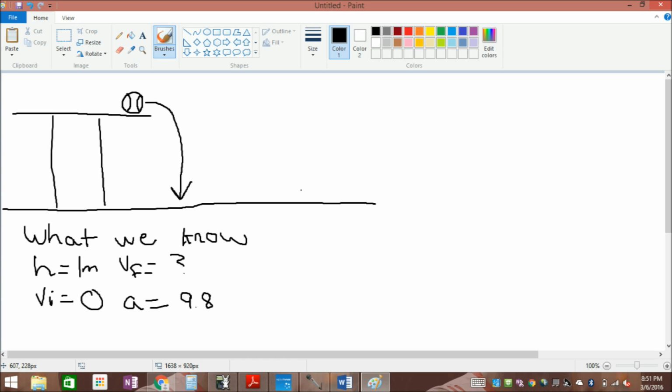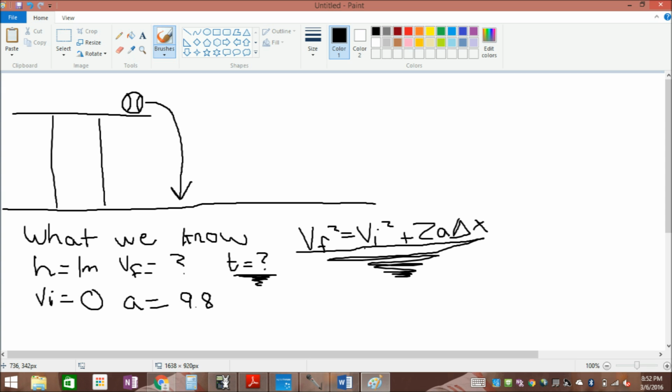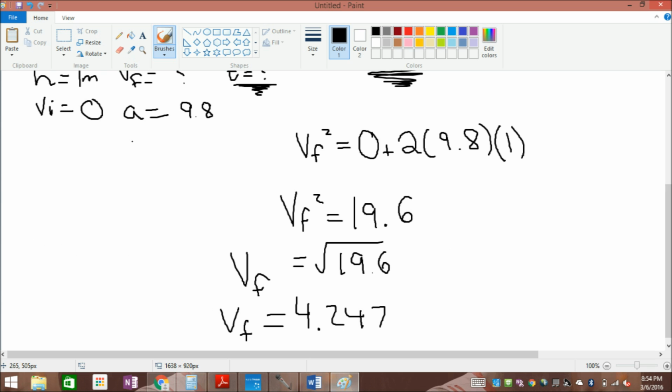First, we're going to list out what we know, and that is the height of the table, which is 1 meter, and the initial velocity of the ball when it leaves the table, which will be 0 in the y direction. We want to solve for final velocity, and we know the acceleration will be 9.8. Now what we don't know is time, and that is pretty much irrelevant when dealing with this kinematic equation because it doesn't matter. Now that we know everything, we can just plug it all in and solve for final velocity. After plugging in all the numbers and solving for final velocity, we know that the speed of the ball when it hits the ground is around 4.247 meters per second.